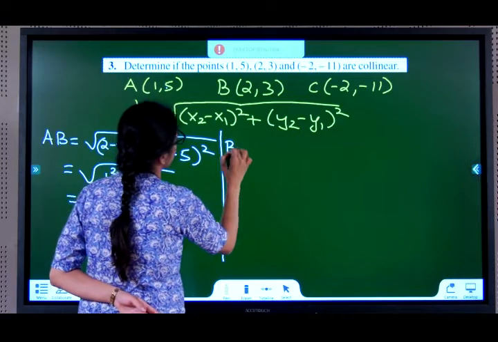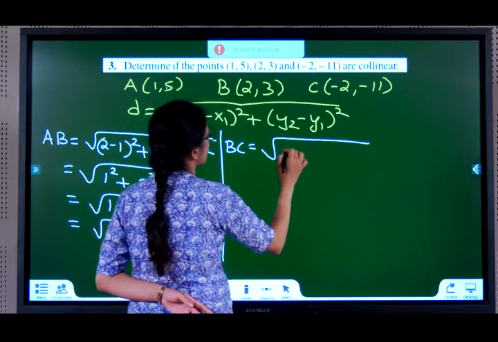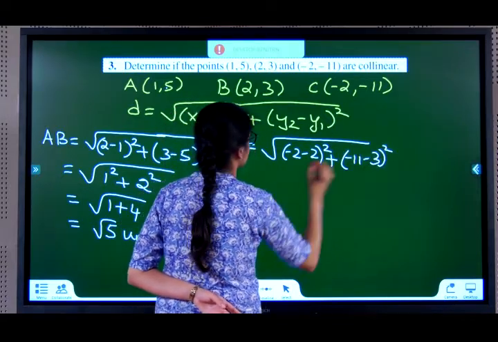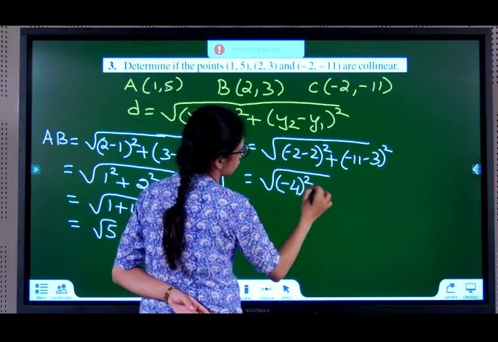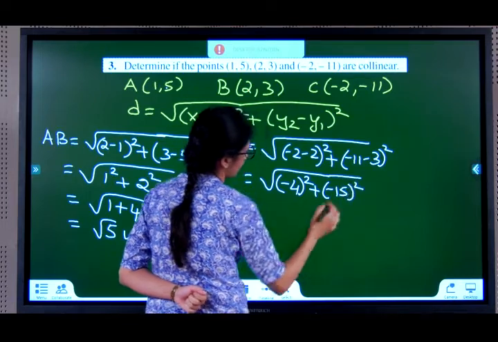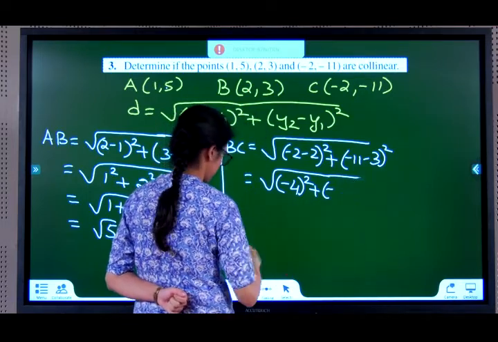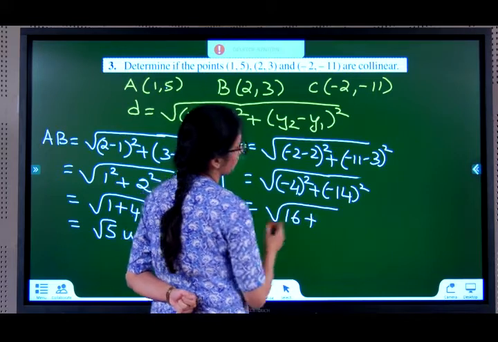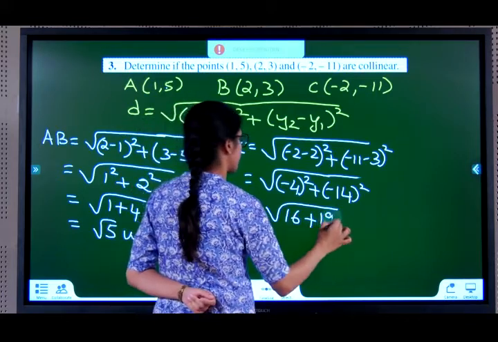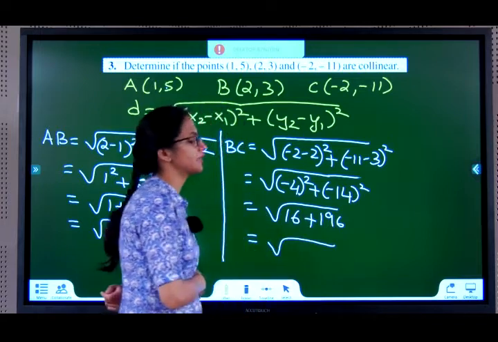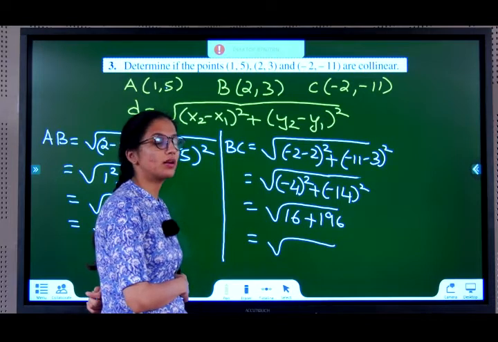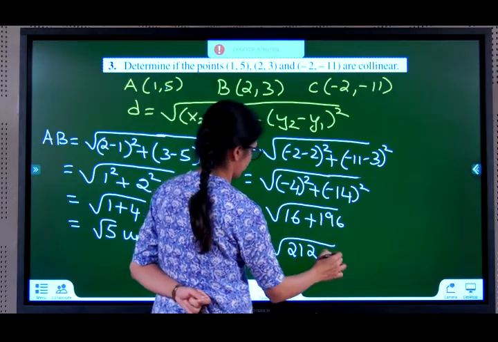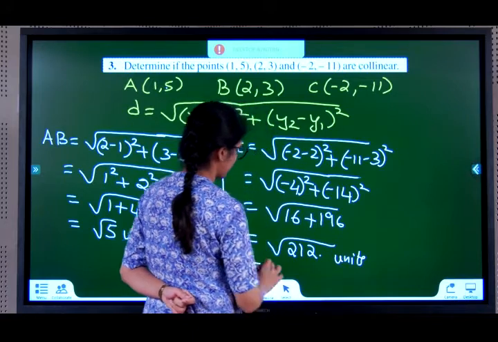Next, BC. Apply distance formula. (-2 minus 2) the whole square plus (-11 minus 3) the whole square. Sorry, -11 minus 3 is -14. (-4) the whole square is 16. (-14) the whole square, 14 square is 196. 16 plus 196, 196 plus 10 is 206, 206 plus 6 is 212. Root 212 units.